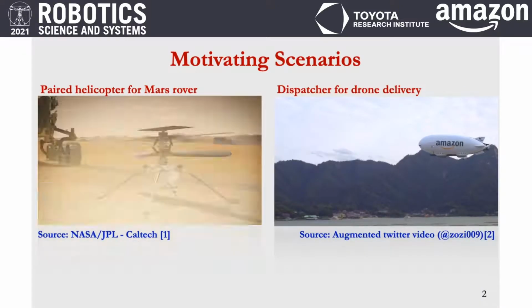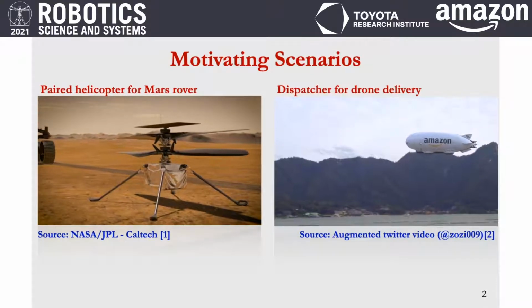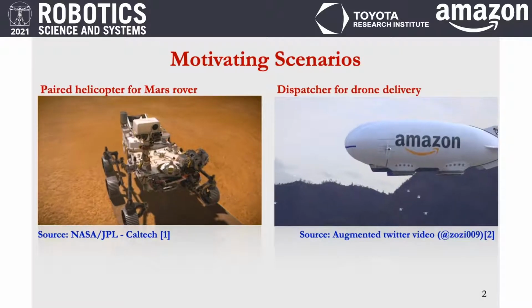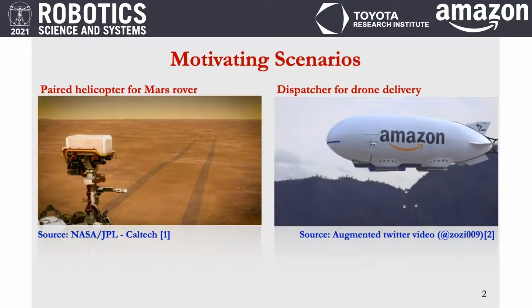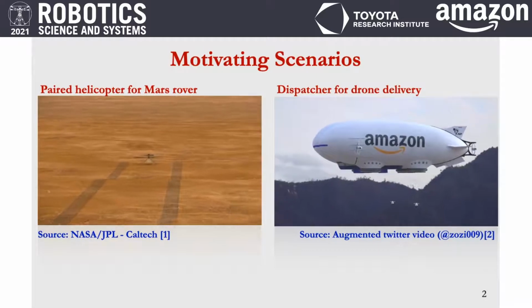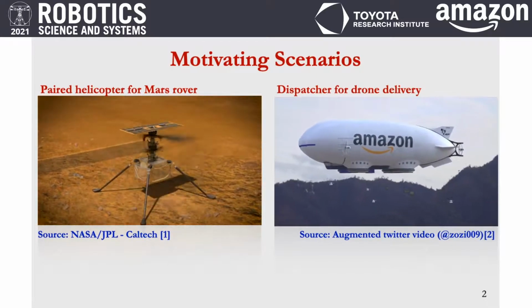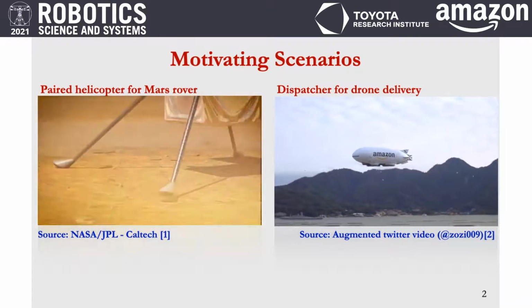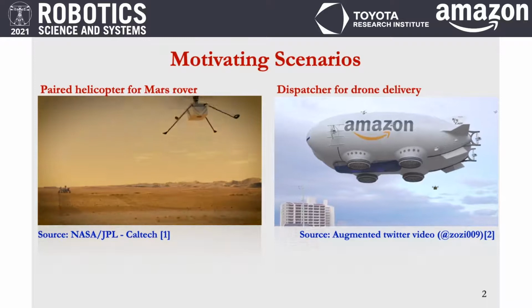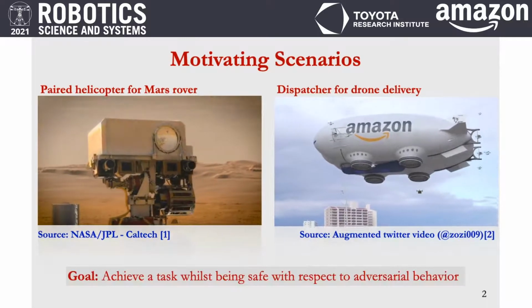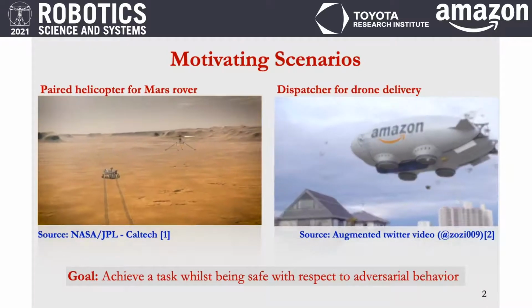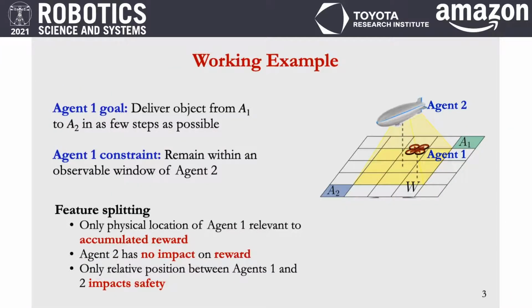I'll first begin by describing two motivating scenarios: a paired helicopter for a Mars rover and a drone delivery task with a balloon-based dispatcher. In each case, we are focusing on controlling the behavior of the small UAVs that have to maintain a safety constraint with respect to a larger agent outside of their control, in this case, the balloon and the Mars rover. In this work, the goal is for the controlled agent to achieve the task whilst being safe with respect to this other agent. Let us consider this working example for drone delivery.